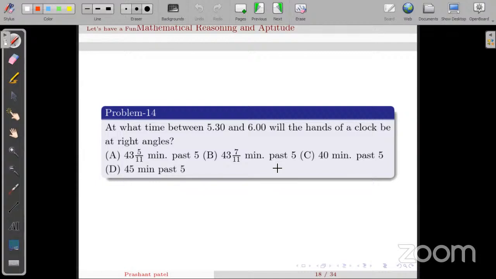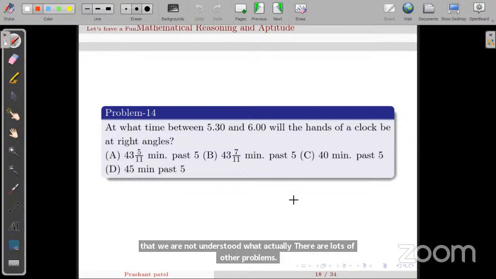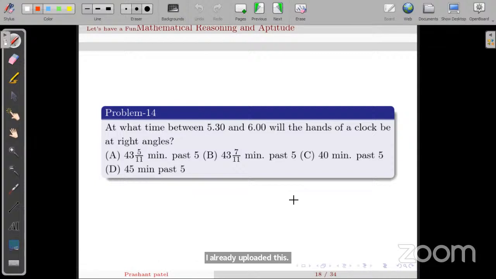Sorry. Students, are you there? Yesterday we were doing this problem. Some of you have said that you have not understood it. There are lots of other problems.